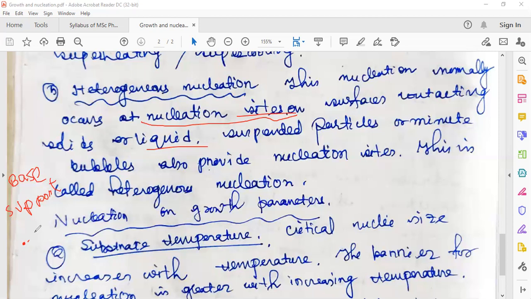On our window panes or any glass material, we can see these water vapors. So they act as heterogeneous nucleation sites, and heterogeneous nucleation can happen on suspended particles or bubbles inside water. Suspended particles means particles suspended in air, like dust and so on. They can act as nucleation sites, and such nucleation is known as heterogeneous nucleation.